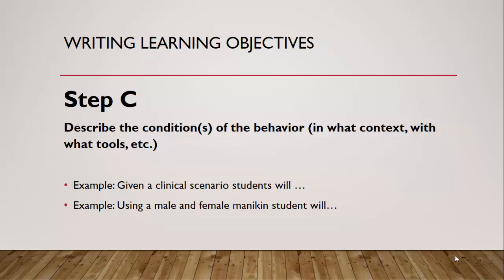Step C. Describe the condition under which the performance is to be demonstrated, such as the materials and/or environment. What conditions are provided for the learner at the time of evaluation? Equipment, tools, aids, or references which the learner may or may not use. Special environmental conditions in which the learner has to perform. Whether the behavior is to be from memory or with the aid of a checklist.